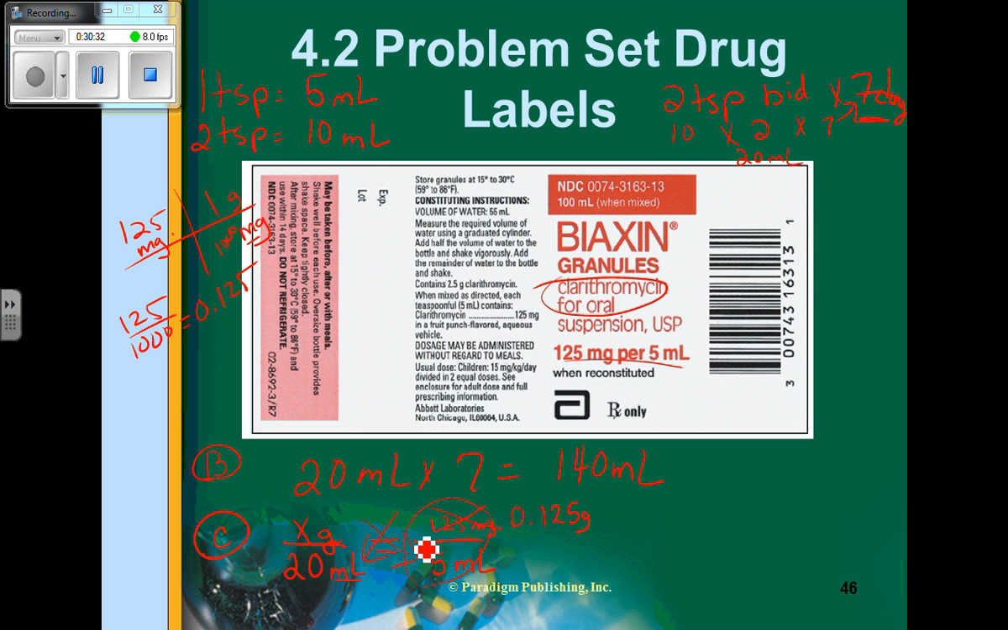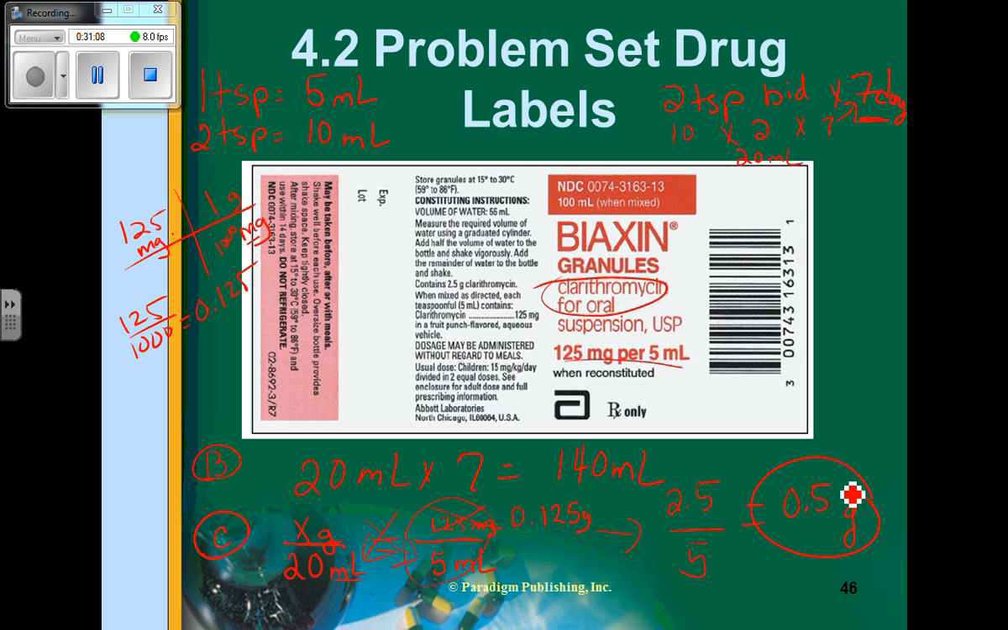Then I want to cross multiply, with x times 5, which always goes on the bottom, being 5. 20 times 0.125 would be 2.5. Then you take your 2.5 and divide it by 5, and you should come up with 0.5 grams. So sometimes when you're doing a problem you can set it up like a ratio proportion, but you may have to convert before you solve, and that's what they're having you do there.